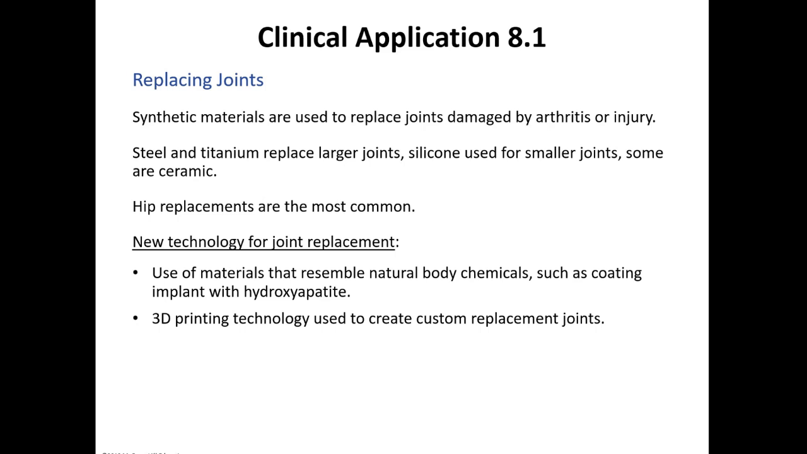When calcium gets stored in our bone, it is stored as calcium phosphate. Another name for calcium phosphate is hydroxyapatite. So that's what they meant by coating implants with calcium phosphate, which is similar to our own natural body chemicals. And then 3D printing technology is being used to create custom replacement joints.